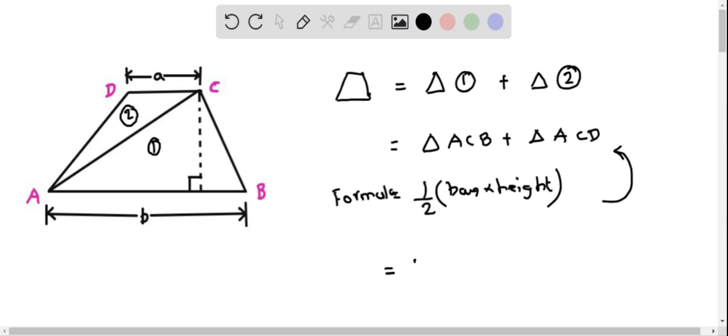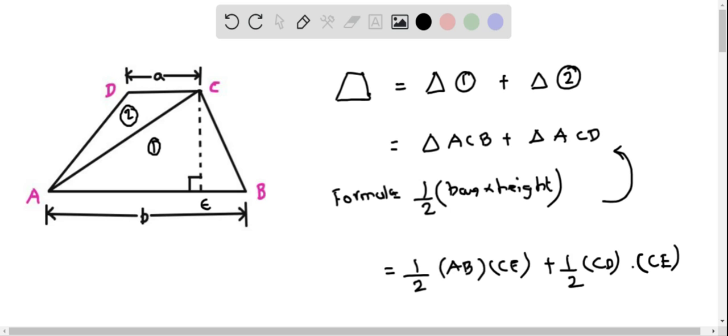When we use this formula, we have to determine the base and height of each triangle. For triangle ACB, the base is AB, and for the height, we can say that this point is E, so CE is the height. Similarly, for triangle ACD, we consider CD as the base, and the height is CE. This height basically lies outside of this triangle, which is possible for any triangle.